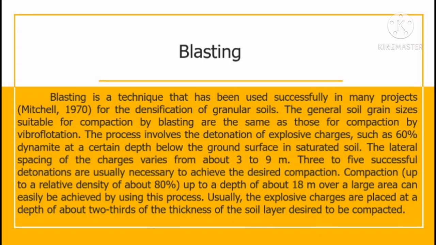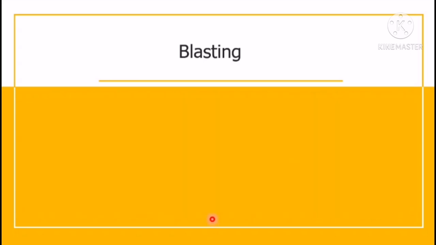3 to 5 successful detonations are usually necessary to achieve the desired compaction. Compaction up to a relative density of about 80% up to a depth of about 18 meters over a large area can easily be achieved by using this process. Usually, the explosive charges are placed at a depth of about 2/3 of the thickness of the soil layer desired to be compacted. So, ito yung blasting natin.